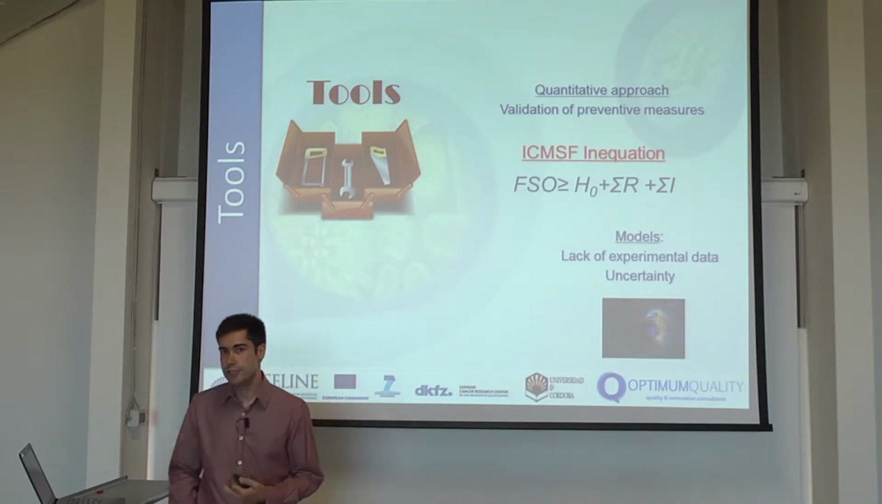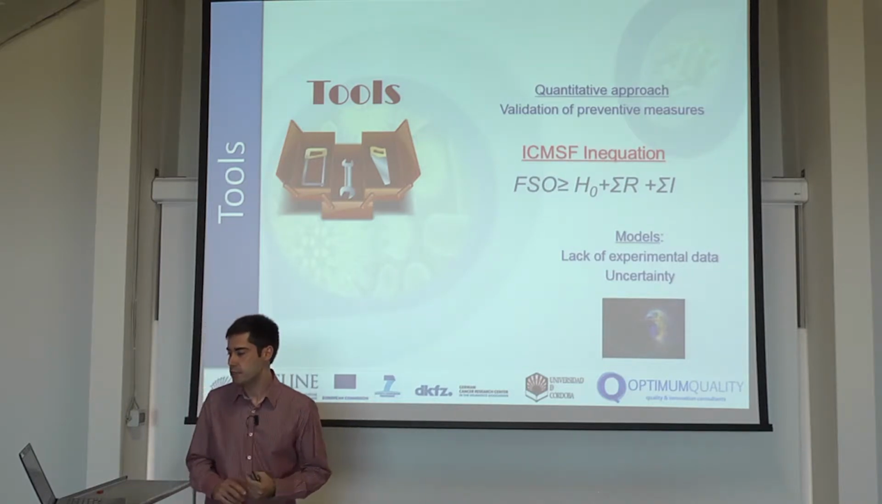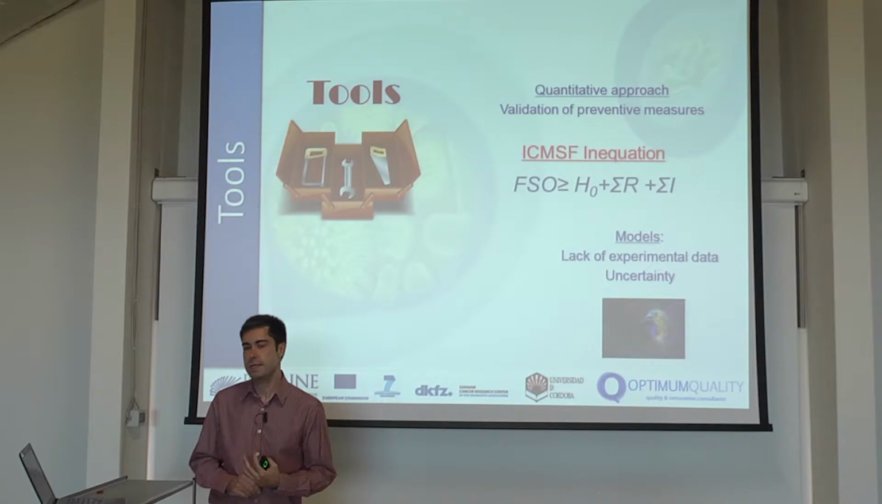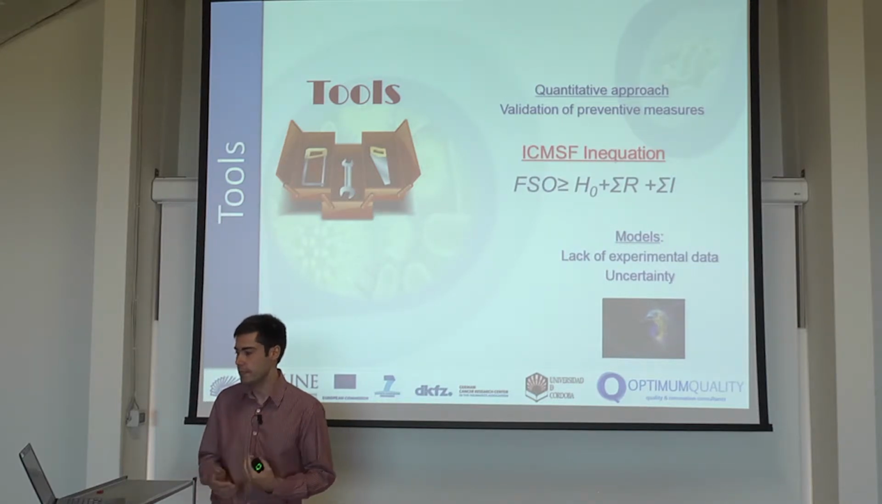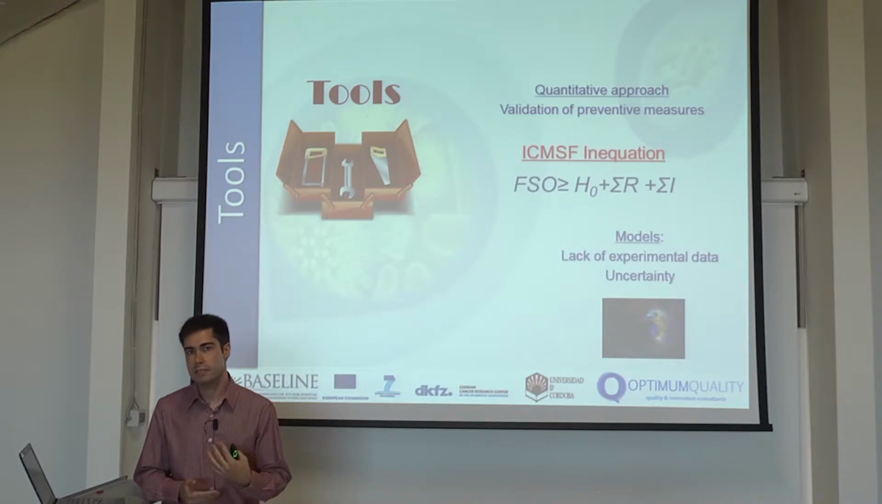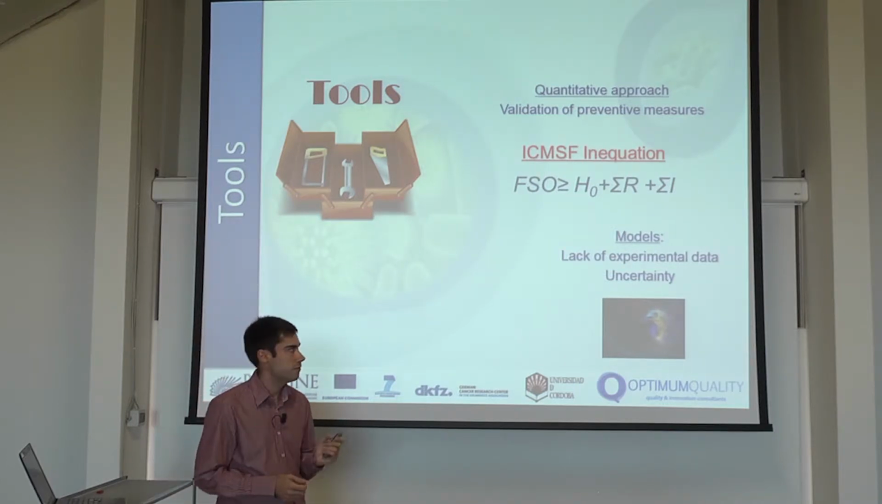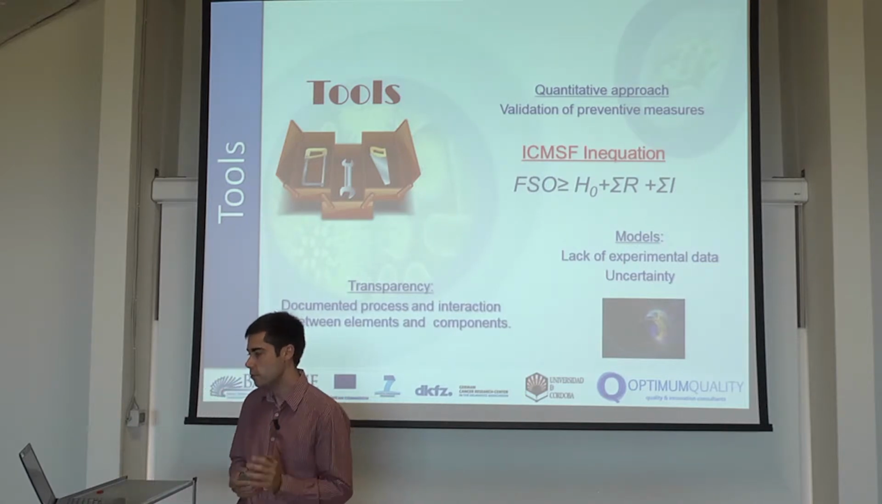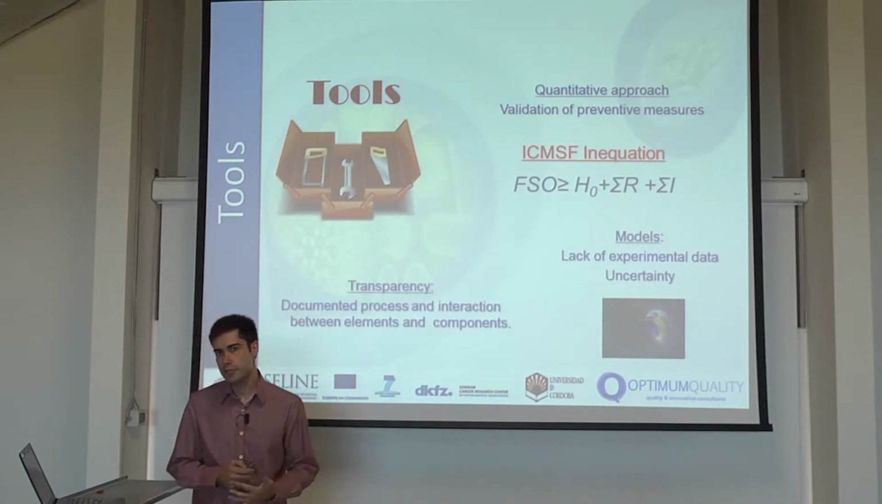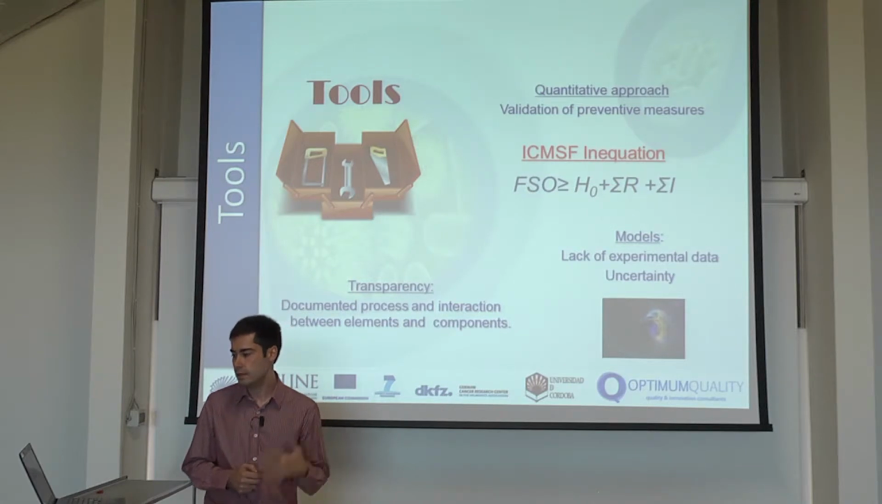To achieve this equation, there are some models that can be used, but in many cases there is a lack of experimental data, of new experimental data, and also uncertainty sources cannot be quantified properly. Transparency is also very important, because this process should be very well documented, and there should be an interaction between the different elements and components.